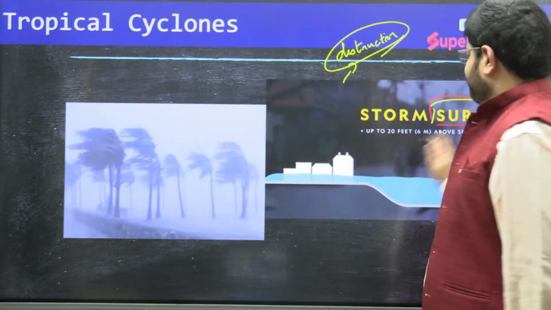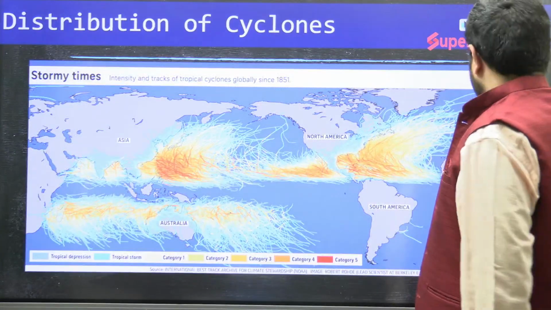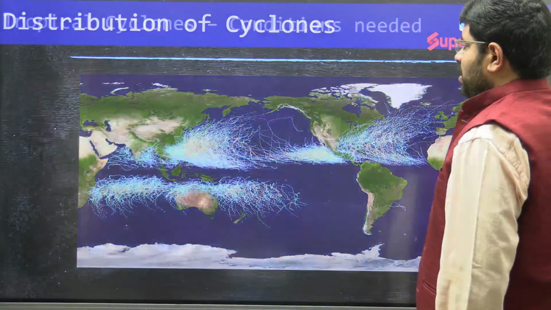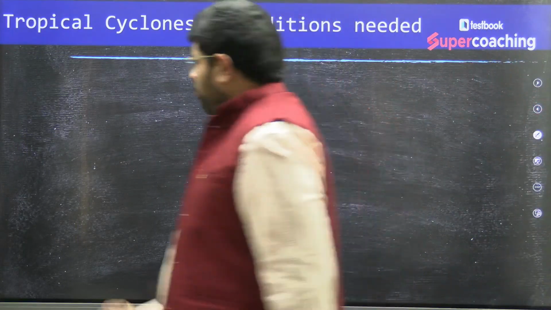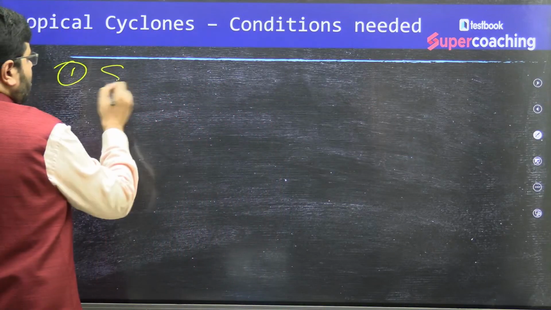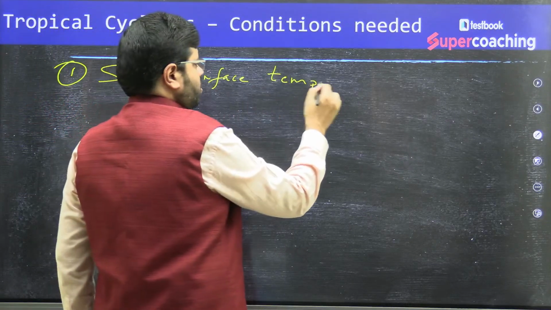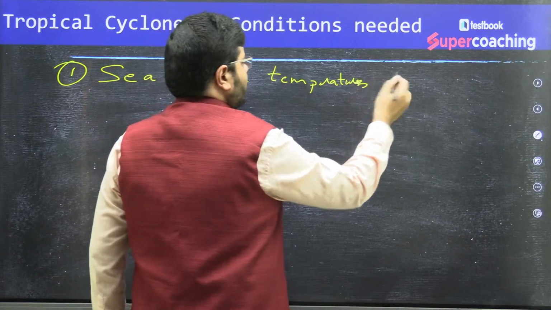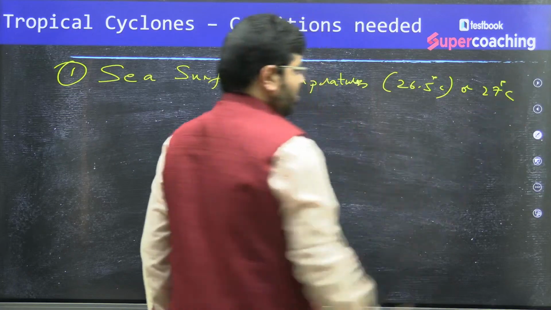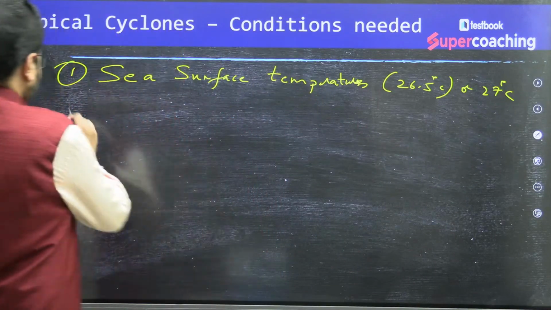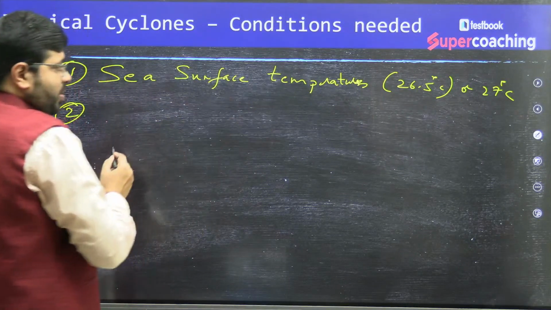Then, as you see, when you look at another aspect, try to understand where the cyclone conditions are developed. Now, for a cyclone to develop, you will find a variety of reasons. One, there has to be a decent amount of sea surface temperature, at least 26.5 degrees Celsius or 27 degrees Celsius.